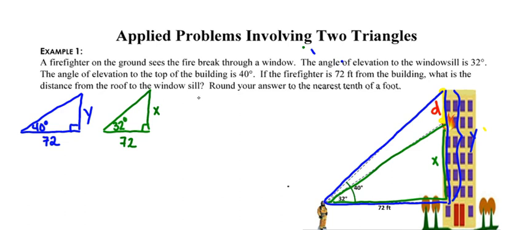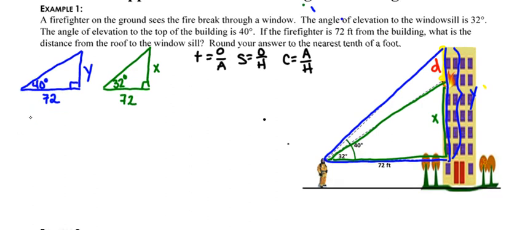Now the same trig ratios that we've been using all along still work. Tangent is opposite over adjacent, sine is opposite over hypotenuse, cosine is adjacent over hypotenuse. When looking at these pictures, in both of the pictures, the variables represent the sides opposite. The 72 represents the sides adjacent. So the trig ratio that I'm going to use to solve these triangles is the tangent ratio. In the blue triangle, I know that the tangent of 40 degrees is equal to y over 72.